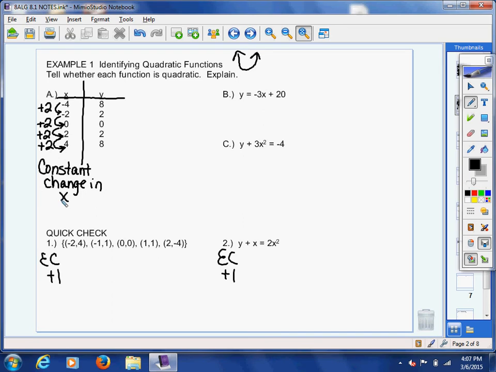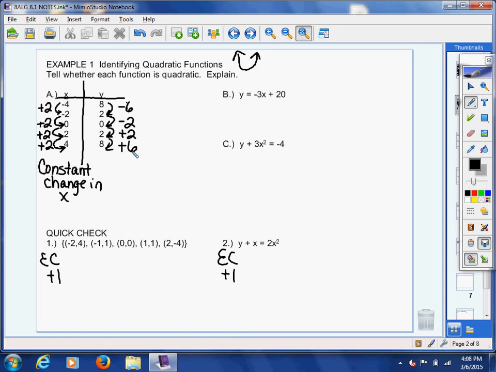All right. Now I'm going to do the same thing with my y's. Okay. So how did I get from 8 to 2? Well, I took away 6. How did I get from 2 to 0? I took away 2. How did I get from 0 to 2? I added 2. How did I get from 2 to 8? I added 6. Okay. There's a little bit of a problem here.